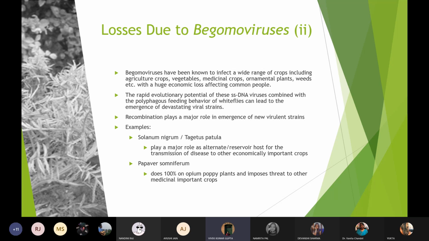And then another example, another plant, another Begomovirus is the Papaver somniferum, which basically does 100% infection on opium poppy plants, and it imposes a threat to other medicinally important crops. So while these are just two or three examples, there are lots of plants, lots of Begomoviruses which have dangerous effects on several plants. Next slide.